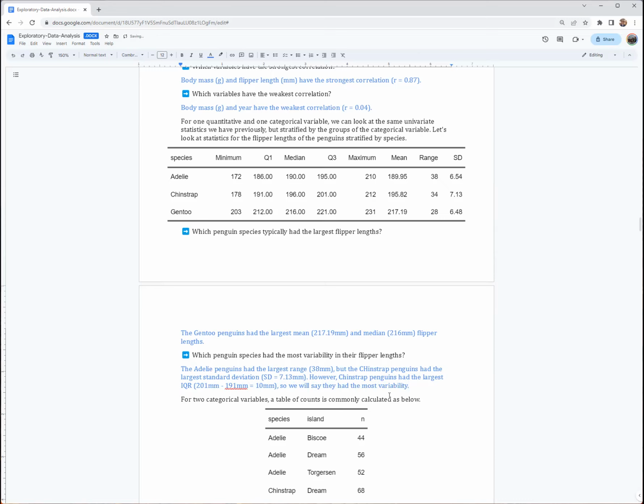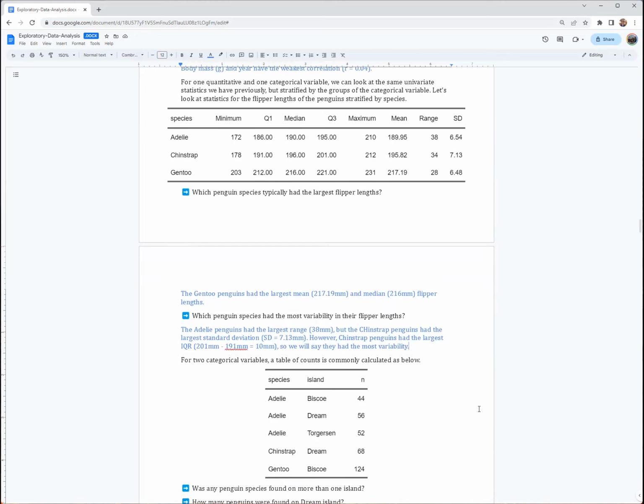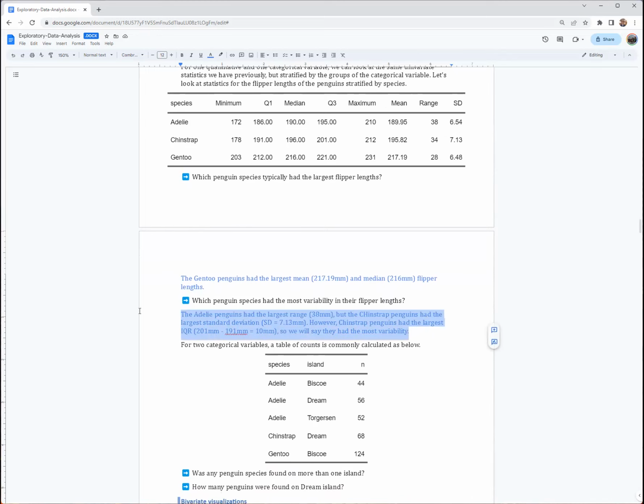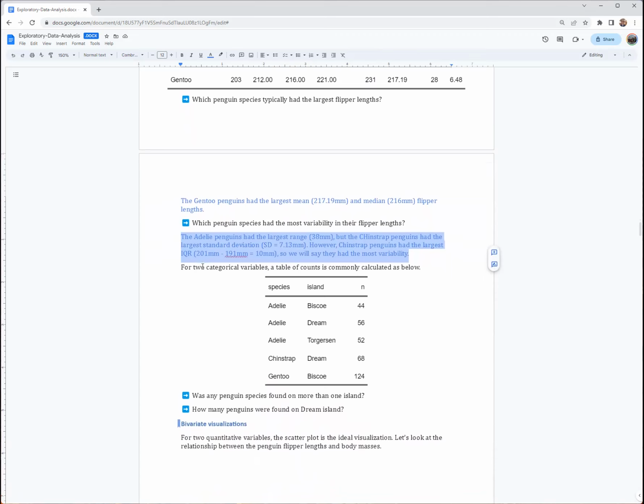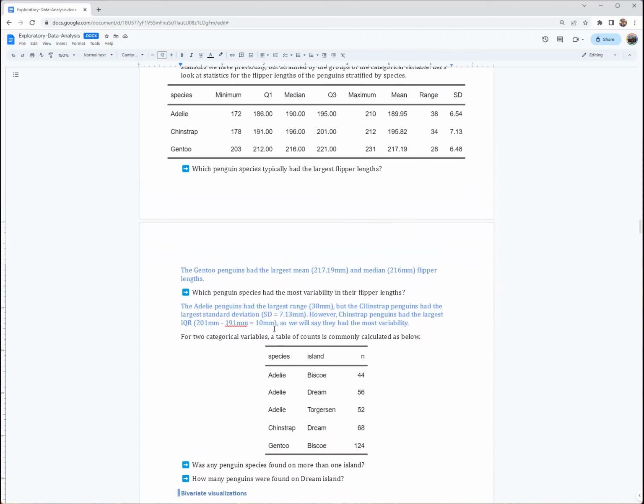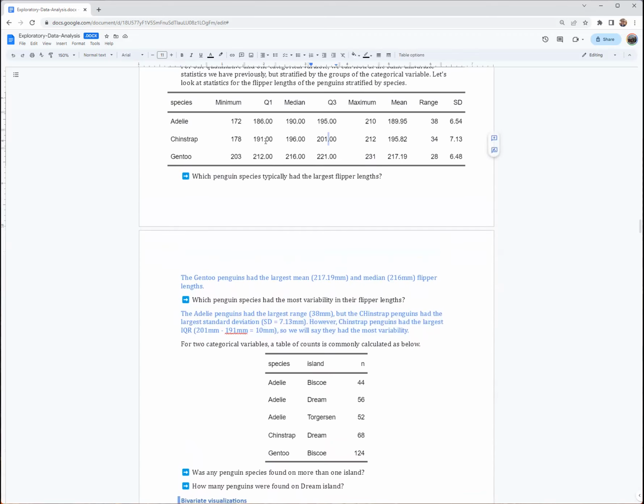If you just cited the range here and said Adelie penguins have the most variability because they have the largest range, I would accept that too. But good to do a thorough analysis here like that. Okay, so IQR was biggest for the chinstrap.